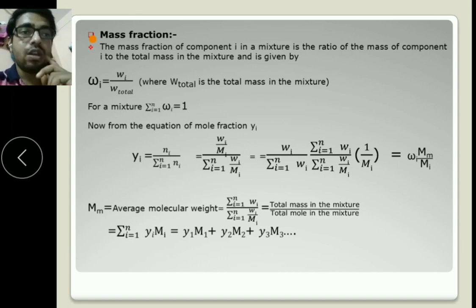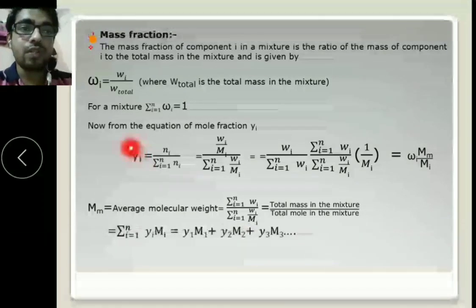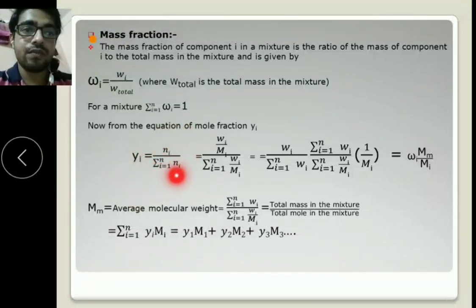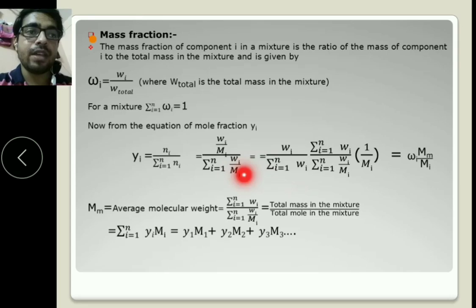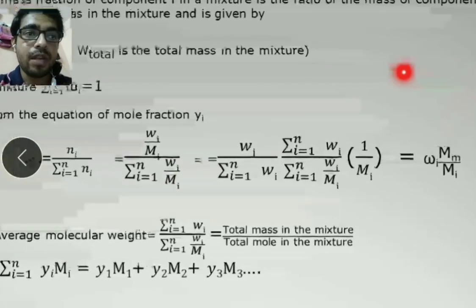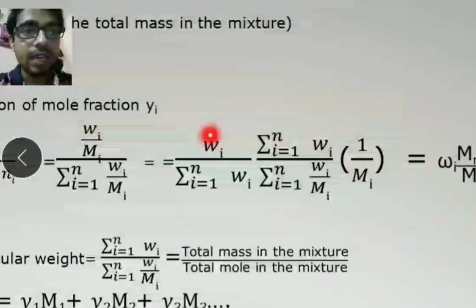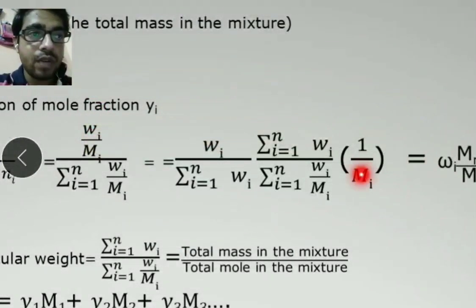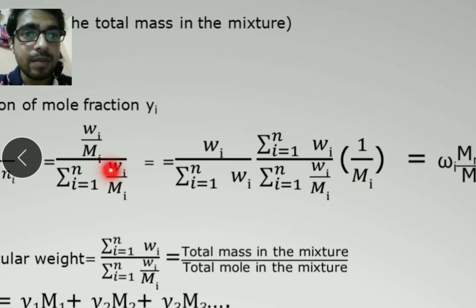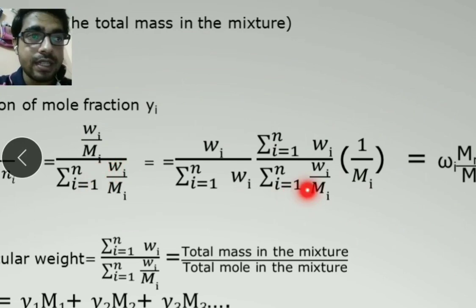Now we have to find a relationship between the mass fraction and the mole fraction. We know the mole fraction Yi equals Ni by the summation of Ni, as I already said. Ni equals Wi by Mi, so the summation of Ni is the summation of Wi by Mi. Now here we have done a trick. See this Wi, here Wi by Mi, we wrote here Mi.